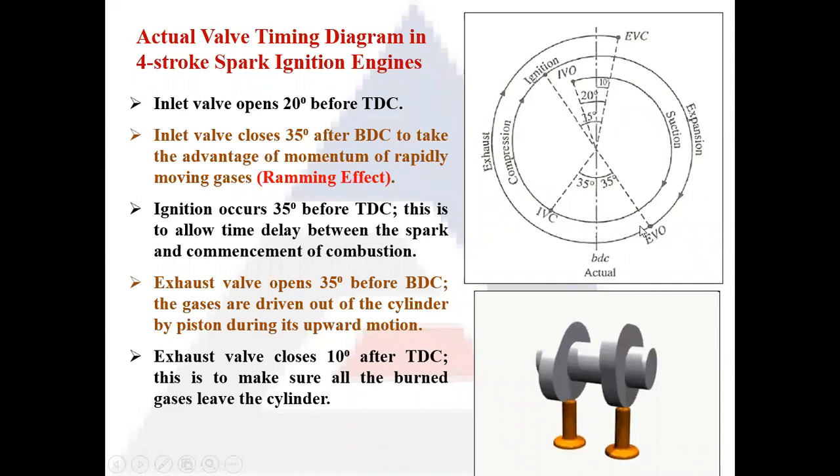So this angle is 225 degrees. So the exhaust valve is open for 225 degrees of the crank. In the ideal cycle, it is only open for 180 degrees, but in the actual cycle, it is open for about 220 degrees of the crank. So this is so that all the exhaust gases escape the combustion chamber. So this is your actual valve timing diagram for a 4-stroke petrol engine.